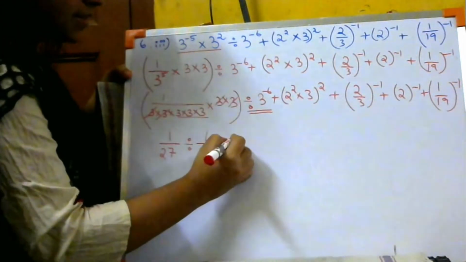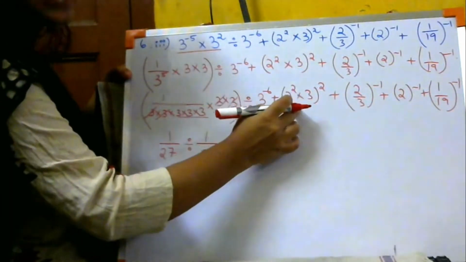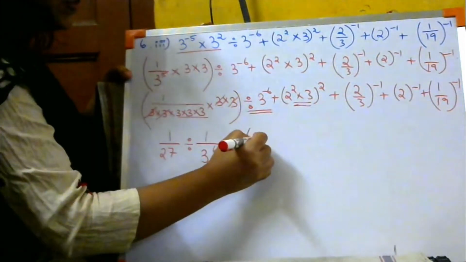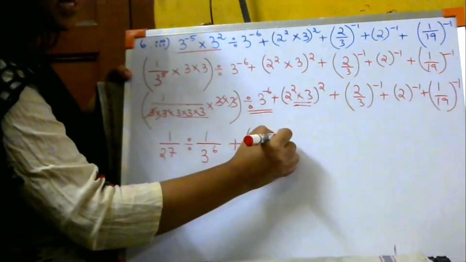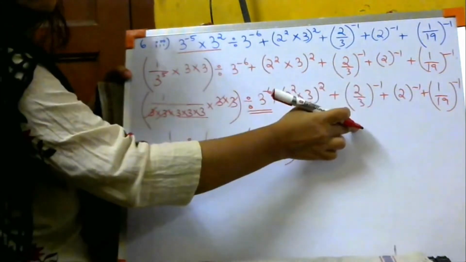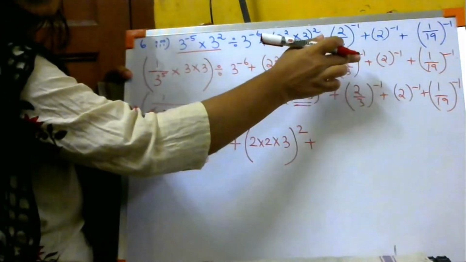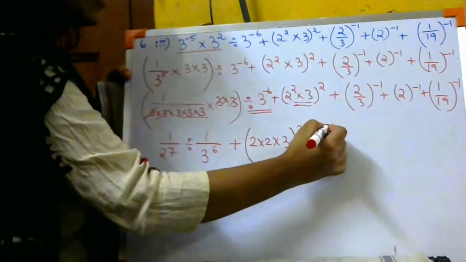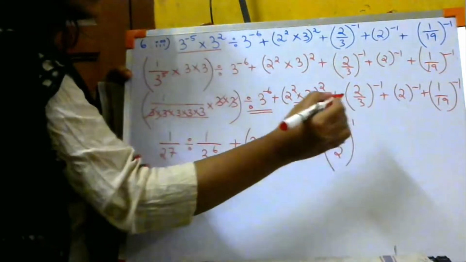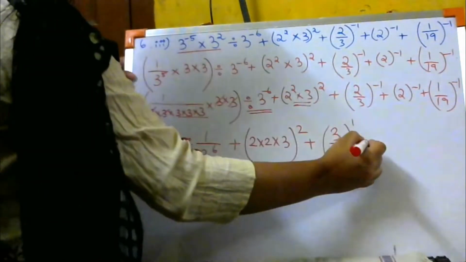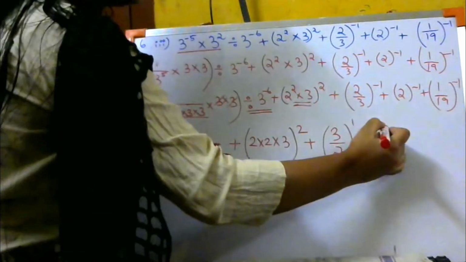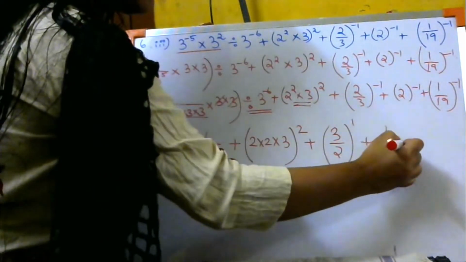Okay. Now plus, let us solve inside the bracket. 2 square, 2 square मतलब 2 into 2, 3 एक ही बार है. Whole square बाहर है, रहने दो. Plus p by q to the power minus m, exponent law 2. So what we are going to do? We are just going to inverse: 3 by 2 to the power सिर्फ 1, positive 1. Plus again 2 to the power minus 1, a to the power minus n, law 1. So 1 by 2 to the power 1.